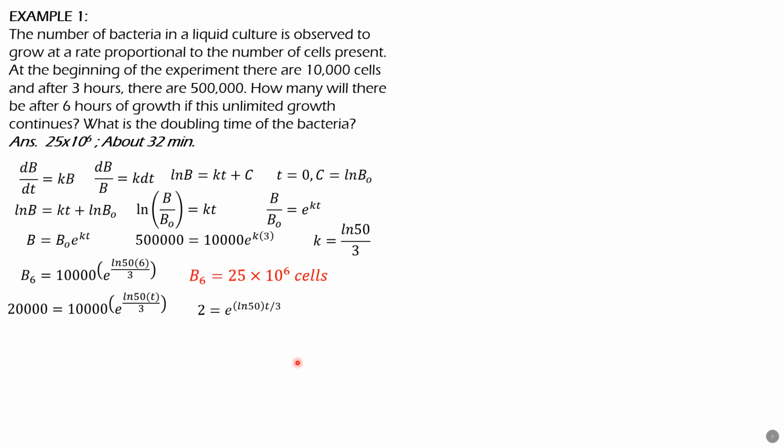So ln of 2 equals ln of 50 times t over 3. Solving for t, so this is also ln of 2 equals ln of 50 times time over 3. So that time, the doubling time, is 3 ln of 2 over ln of 50, and that is 0.5316 hour. Converting this to minutes by multiplying by 60, the doubling time is 31.89 minutes. So that's the answer for the first problem.